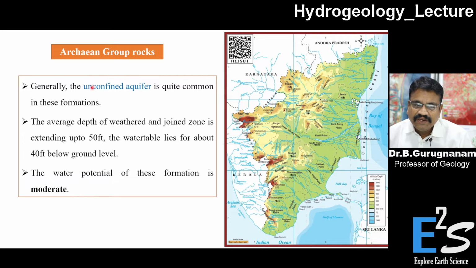What is meant by unconfined aquifer? The water table serves as the top layer of the subsurface. It means there is no confining structure on the surface from the ground, or you can say that the atmospheric pressure is equal to the pressure at the water level. So this is how the unconfined aquifer is defined. All these formations of Archean group rocks provide only the unconfined type. It is quite common in this formation.